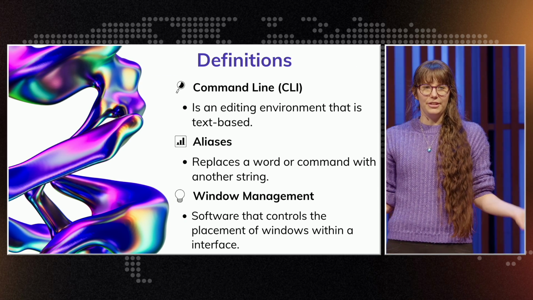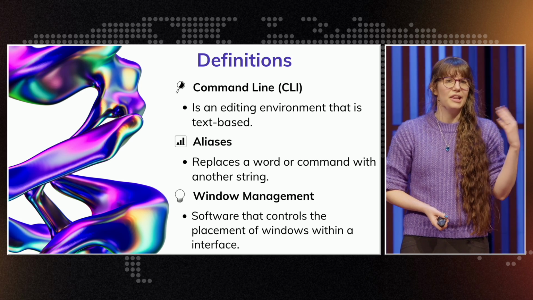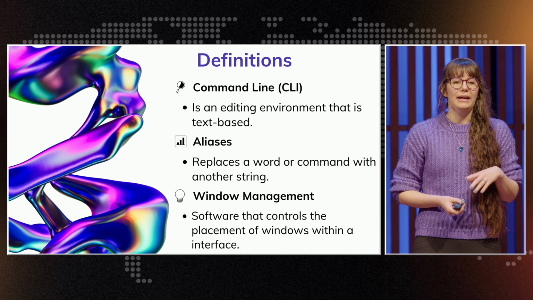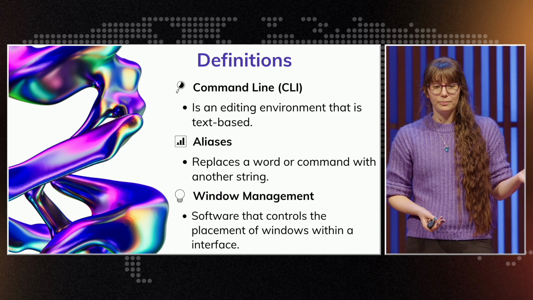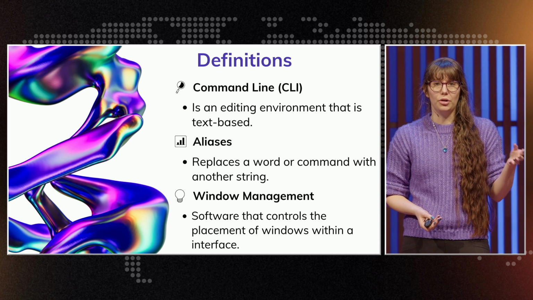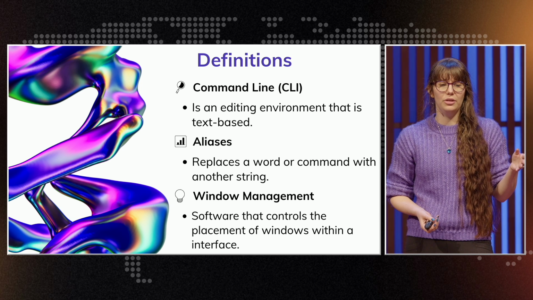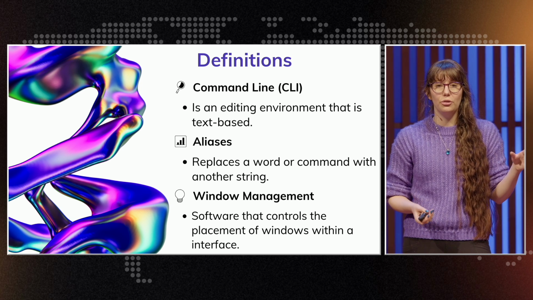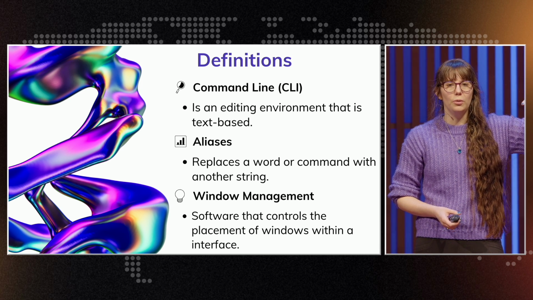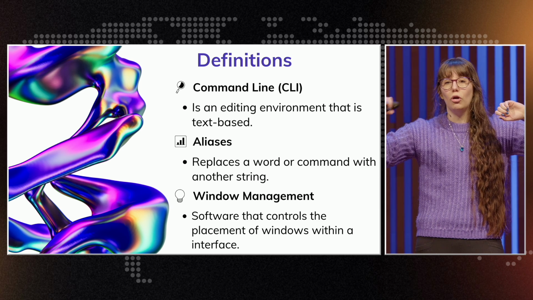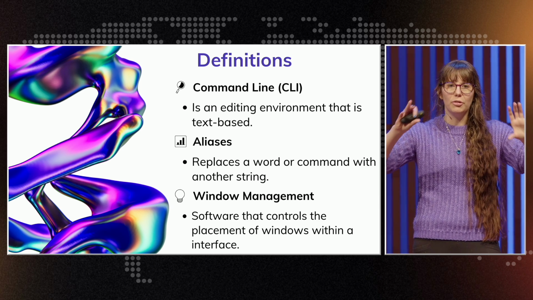Let's get into some definitions so that we're on the same page. Okay, so command line, CLI, terminal, editing environment that is text-based. Aliases. These are ways to replace a word or command with another string. And window management, software that controls the placement of windows within an interface. So think of a window of VS Code and a window of Chrome or something with docs, and you're trying to move them around in between or maybe put them next to each other.